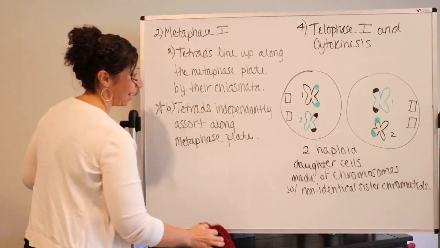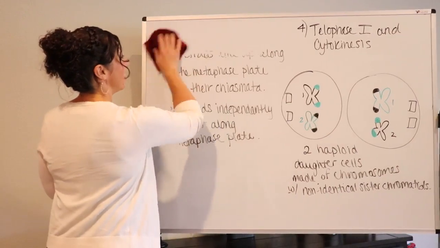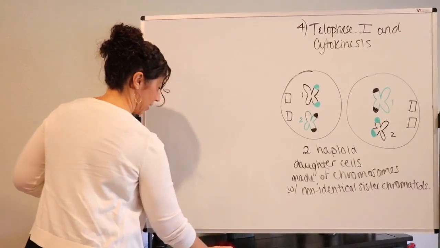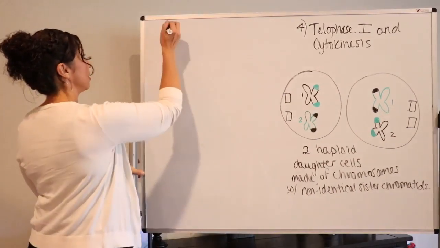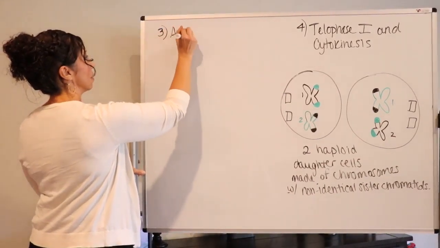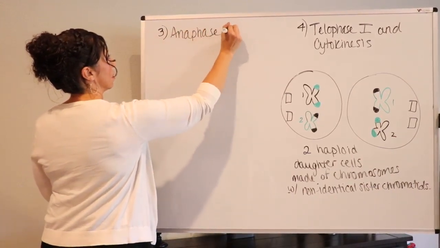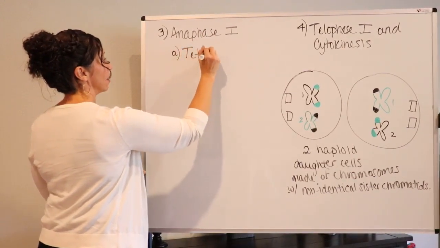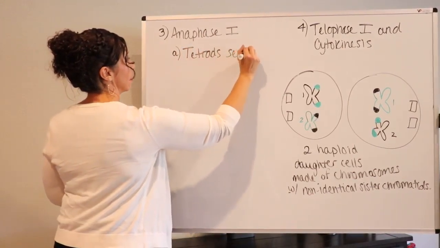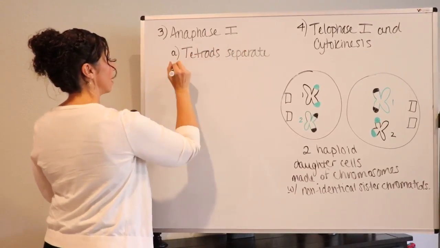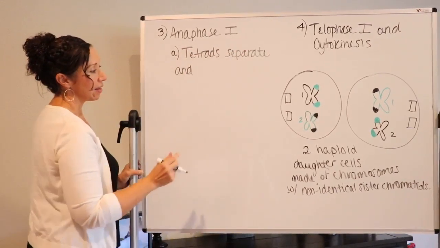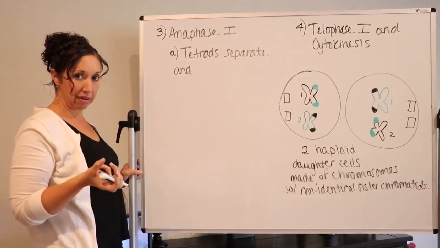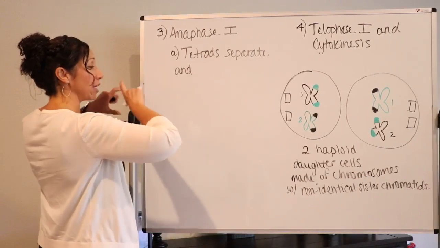All right. And now for anaphase 1. It's a whole lot easier to go through it now that you know what it looks like. So for anaphase 1, number 3, the tetrads separate and essentially the chromosomes with non-identical sister chromatids migrate to opposite poles.